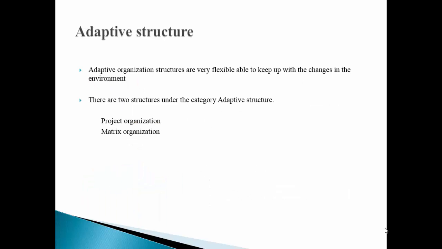The third type of organization structure is adaptive structure. Adaptive structure has two categories of structures: project structure and matrix structure. Adaptive structures are very flexible to the rapid changes in the external and internal markets, and also changes can be accommodated easily.